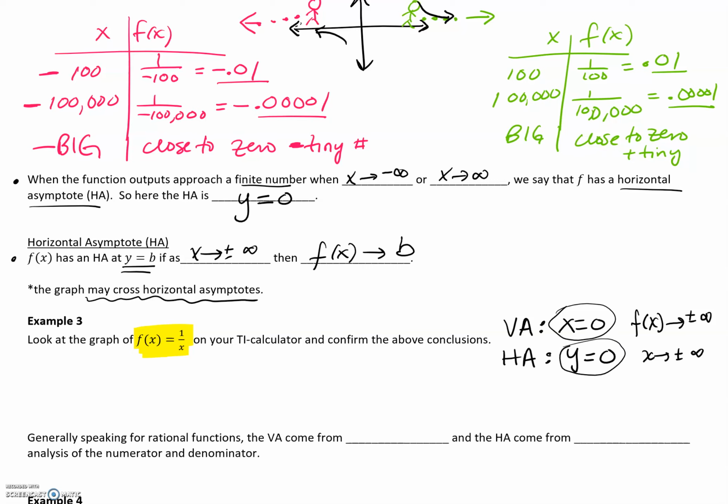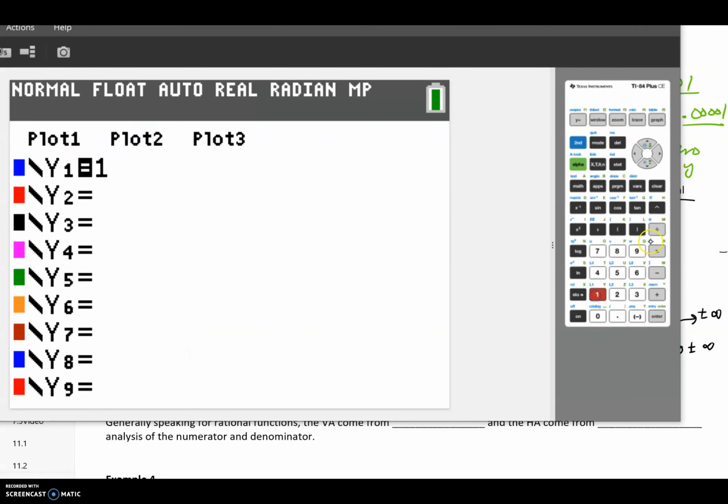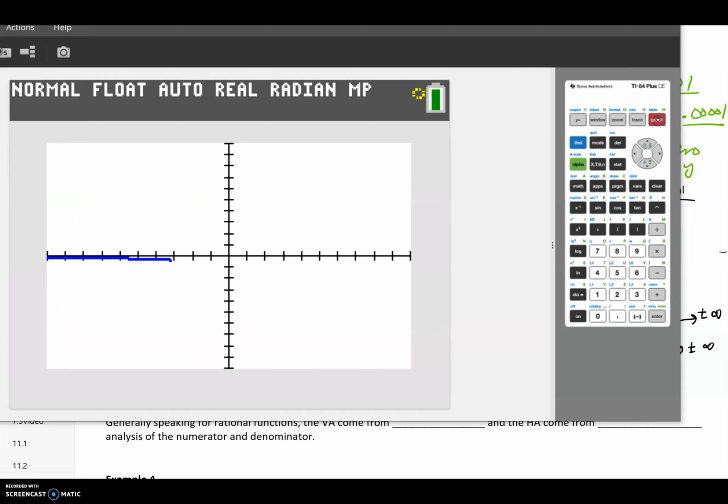Let's go look at it on our TI. All right, we're going to put in 1 divided by x, that was our function, and we're going to push graph.